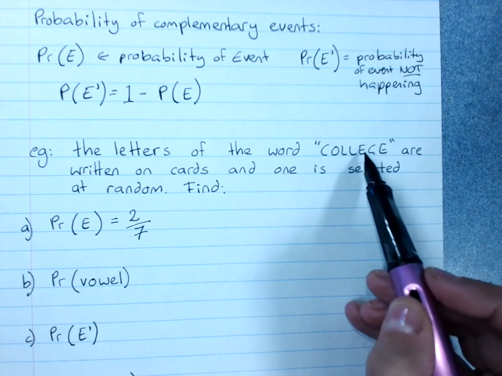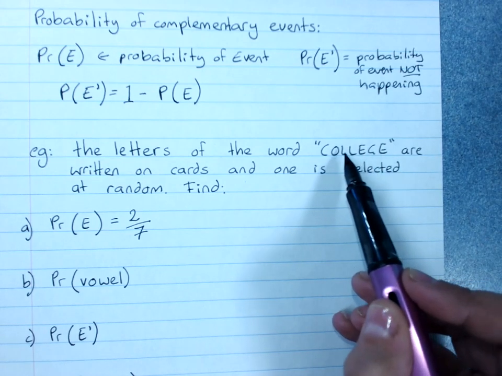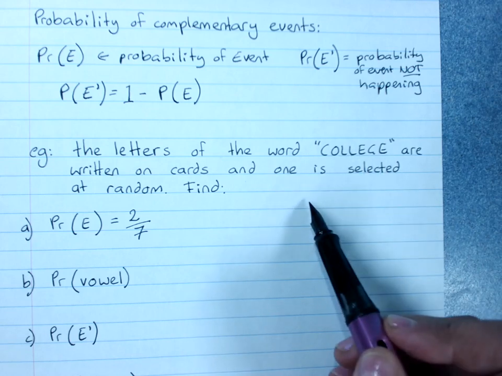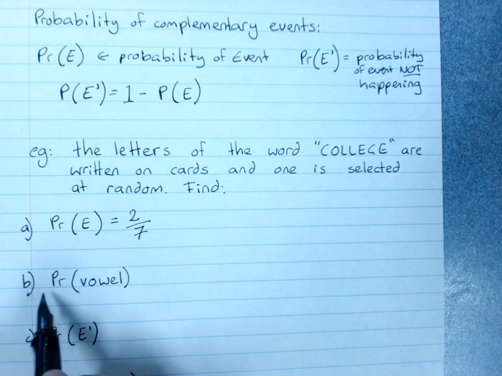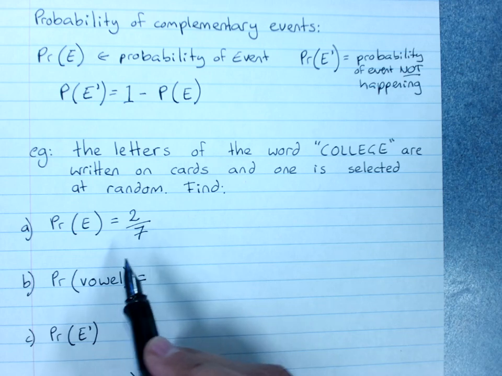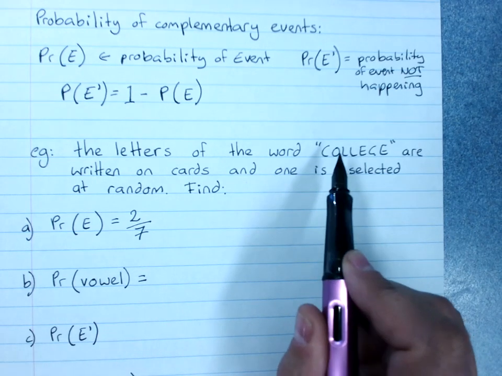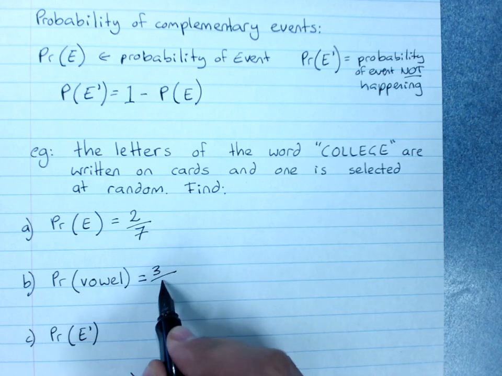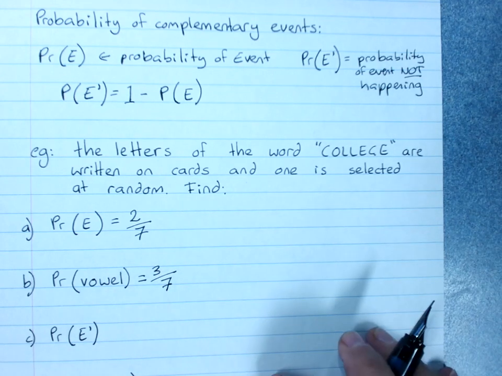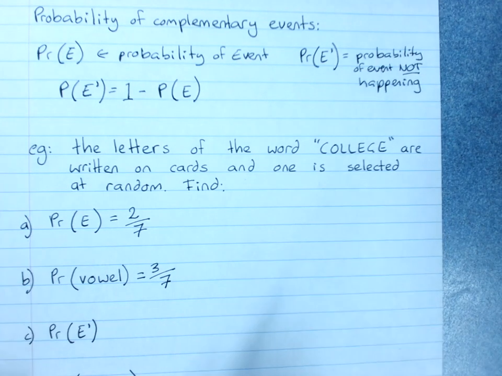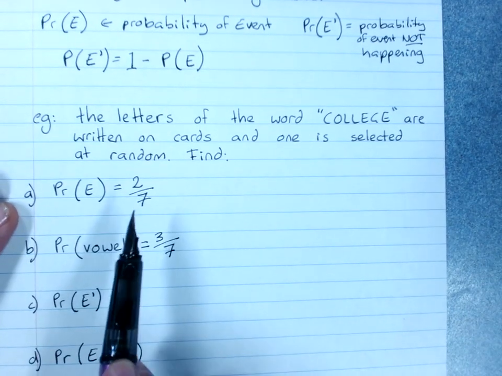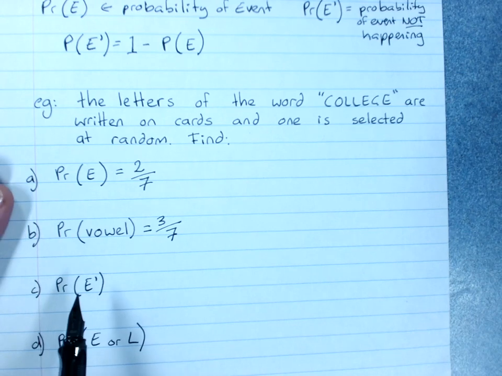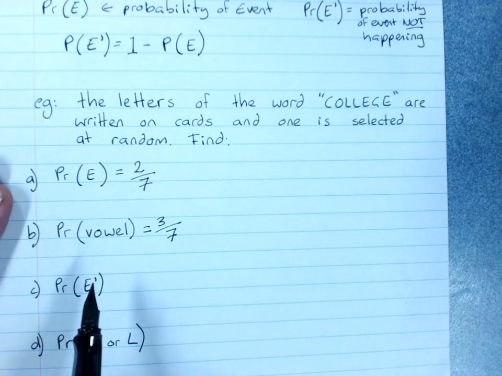How many times is the event we're looking for in the sample space, and how many outcomes are in the sample space altogether? The probability of getting a vowel. How many vowels are in the sample space? 1, 2, 3. That's 3 out of a total of 7 outcomes in the sample space. Now we've already found the probability of getting an E. Now we want the probability of not getting an E.